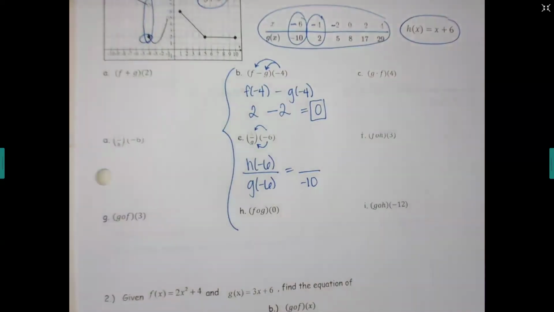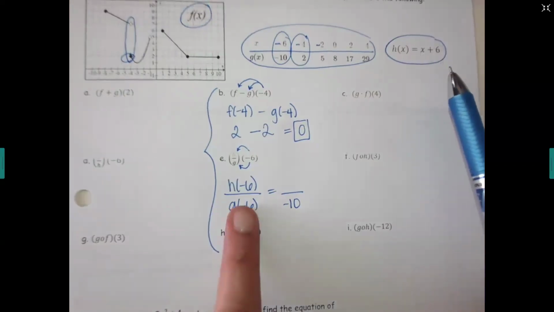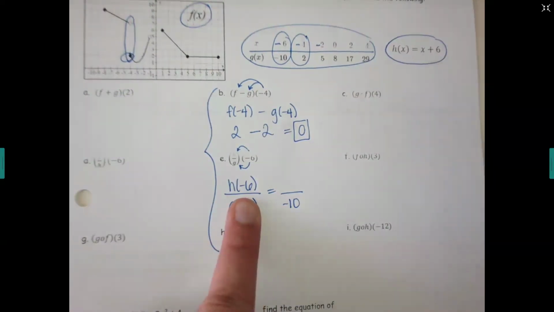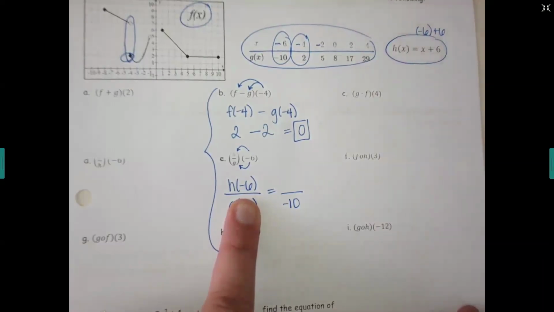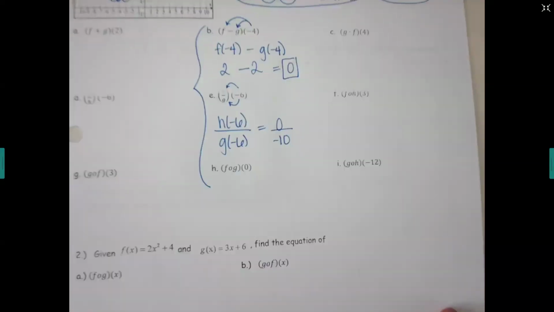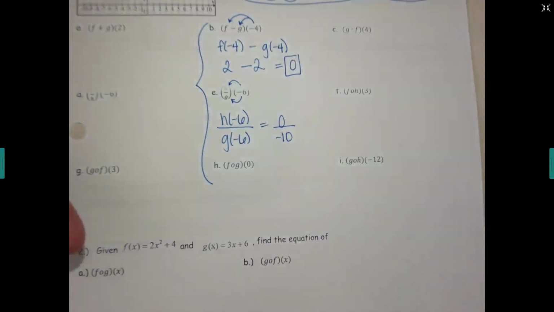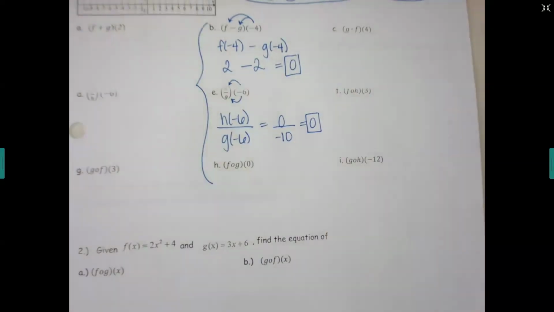But for H of -6, I'm going to have to use the equation. And remember, all that means is you take the number and you put it in the X spot. So if it's an X plus 6, now it's a -6 plus 6. And what's that? Cancels to what? 0. Now remember, a 0 divided by anything is equal to what? 0. So remember, a 0 on top is just fine.